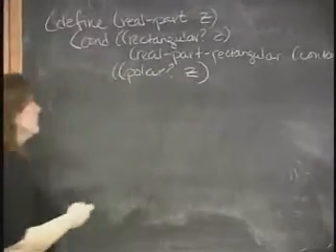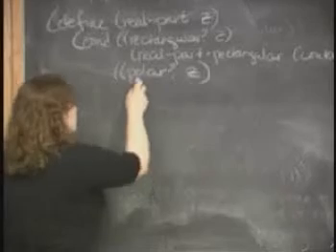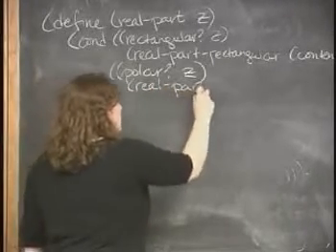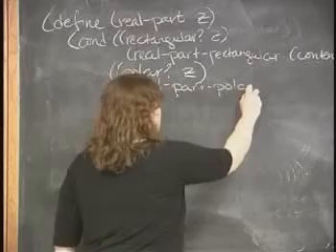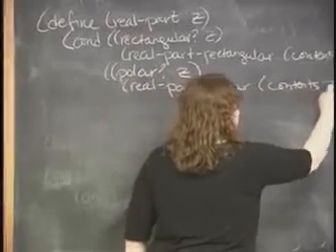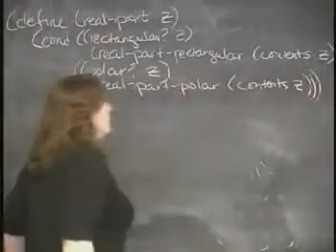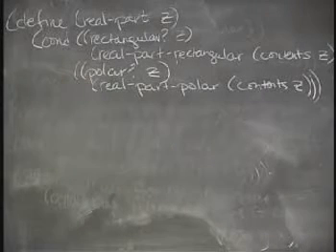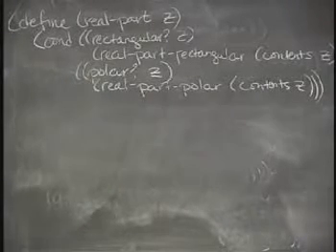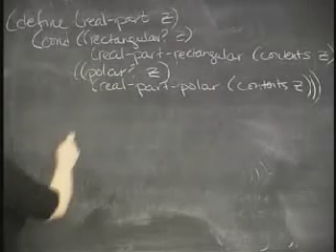And if we have a polar, we'll get its real part: real part polar on the contents of Z. Okay, what if I had a third representation? Or a fourth, or a fifth, or an eighth? Well, that's where it would start going in here.